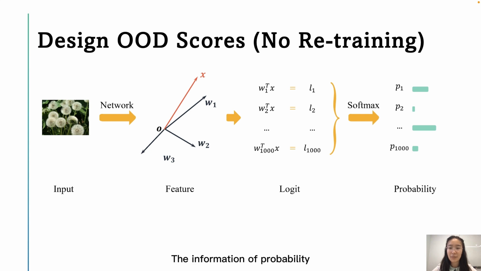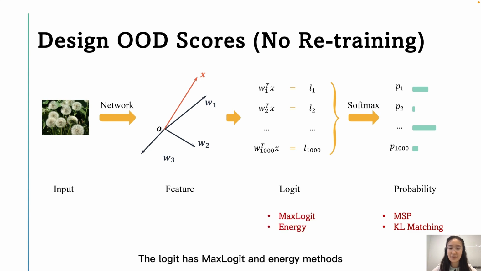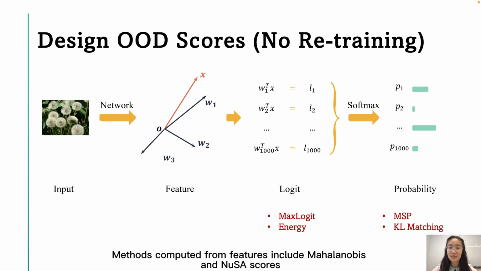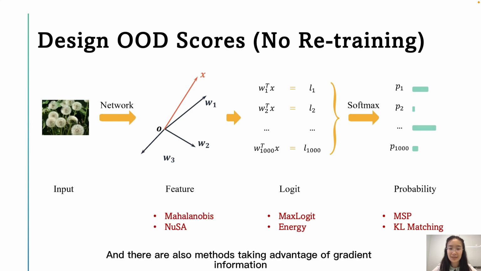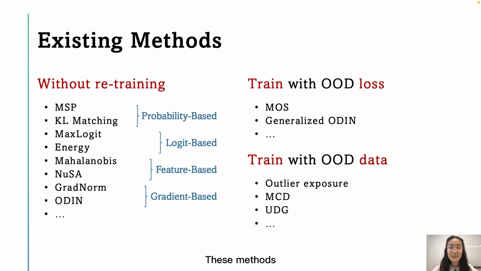The information of probability, for example, has MSP and KL matching methods. The logit has max logit and the energy methods. Methods computed from features include Mahalanobis and NuSA scores. And there are also methods taking advantage of gradient information, and so on. These methods, including our newly introduced ViM method, neither require retraining the network nor need extra OOD data labeling, making their deployment effortless. Also, there are methods that need retraining or extra OOD data.